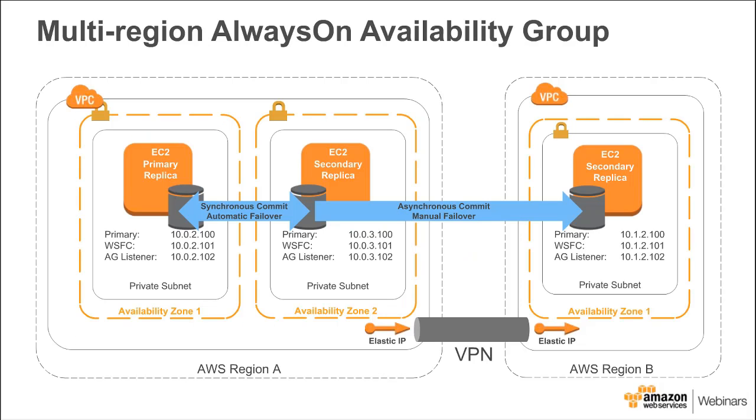Let's take this a step further. This diagram shows a multi-region multi-AZ design for SQL Server Always On. Automatic failover occurs between availability zones, but there is also an asynchronous commit replica over a VPN connection between two different regions, which allows you to do a manual failover at that level to an entirely different geographic region.